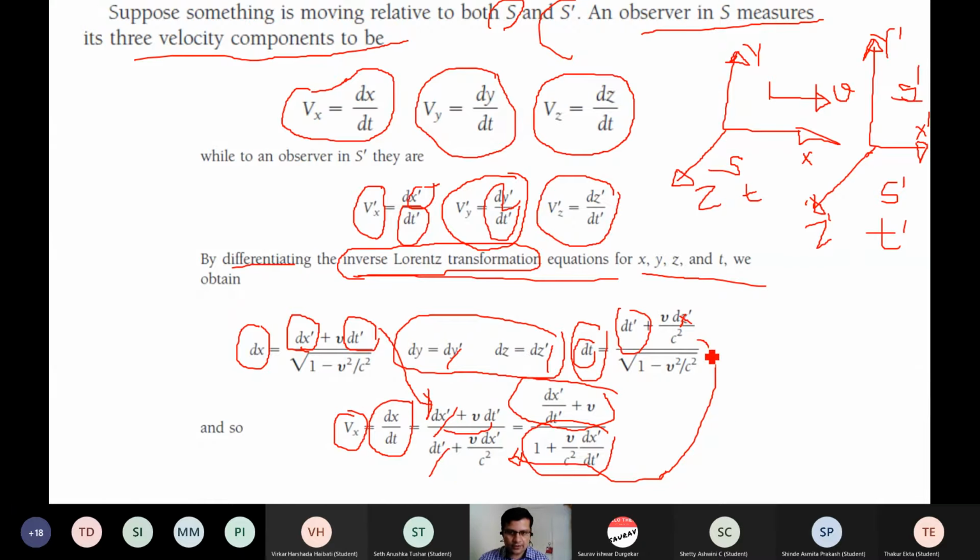When you divide the numerator and denominator by dt prime, you can easily get dx prime by dt prime over here, plus v, since dt prime gets cancelled, dt prime by dt prime becomes 1, and in the denominator 1 plus v by c square times dx prime by dt prime. Hope you understand the mathematical arrangement we have done, just by dividing the numerator and denominator by dt prime.